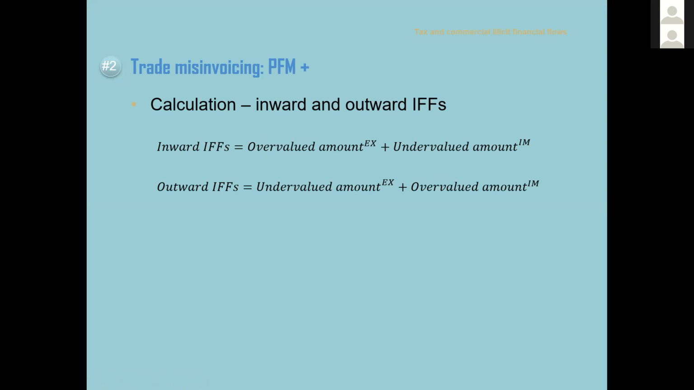And finally, we can go to the phase of the calculation of the inward and outward illicit financial flows. Again, as was the case on Friday, we have to understand that the inward illicit financial flows are a composition of two cases: either overvaluation of exports or undervaluation of imports. So for those flows that are overvalued exports and undervalued imports, we sum those up and we obtain the value for the inward illicit financial flows. And for the outward illicit financial flows, so those are the flows that are leaving our country, those are the sum of undervalued exports or overvalued imports.